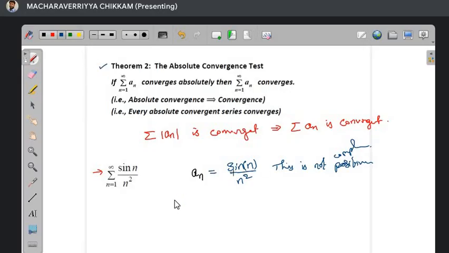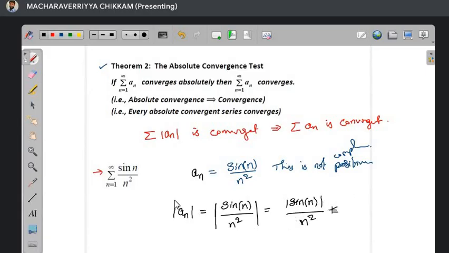But you can apply this theorem here. What you can do is take the absolute value of a_n, which equals the absolute value of sine n by n squared. That's nothing but absolute value of sine n over n squared. Now it is positive, because I'm taking absolute values. So now I can apply the comparison test. Remember earlier I could not, because sine n takes negative values. Now I can, because I'm taking the absolute value of sine n. So I can say that this is less than or equal to 1 by n squared, which is a p-series.